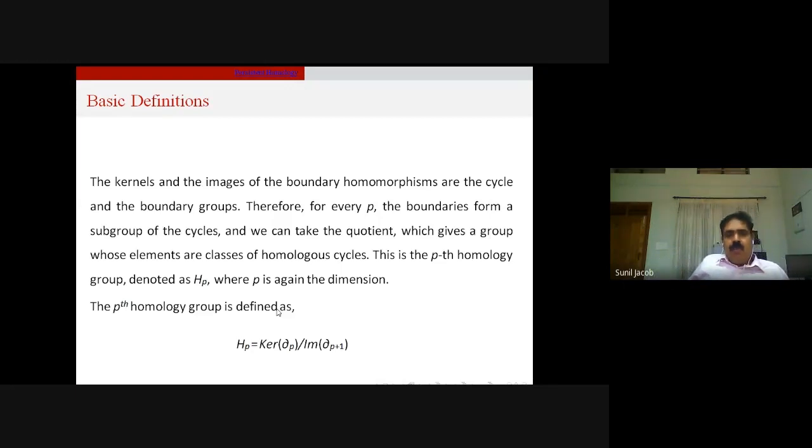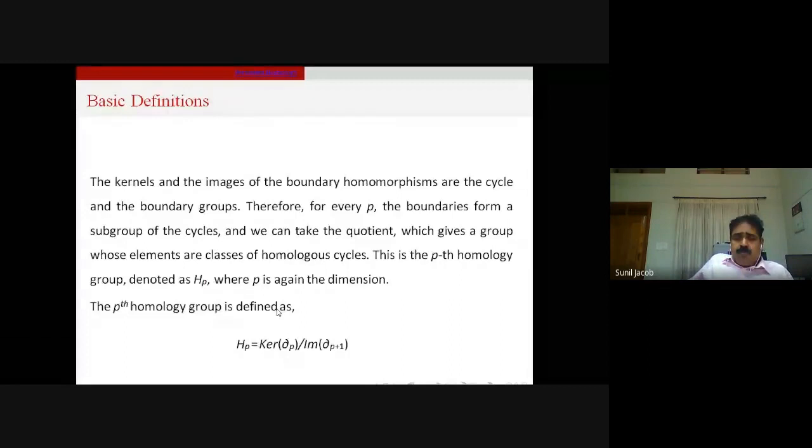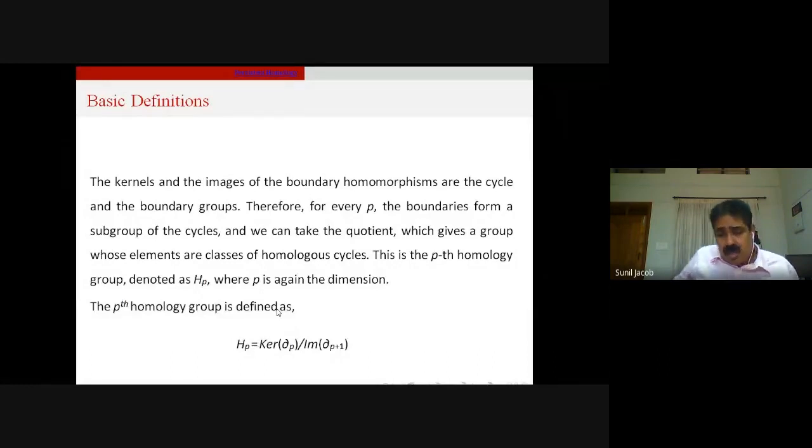Therefore, for every P, boundaries form a subgroup of the cycles. These boundaries are, in fact, images, and they form a subgroup under the same operation that we define. Whenever cycles form a subgroup, we can go for the quotient group, which gives a group whose elements are equivalence classes.